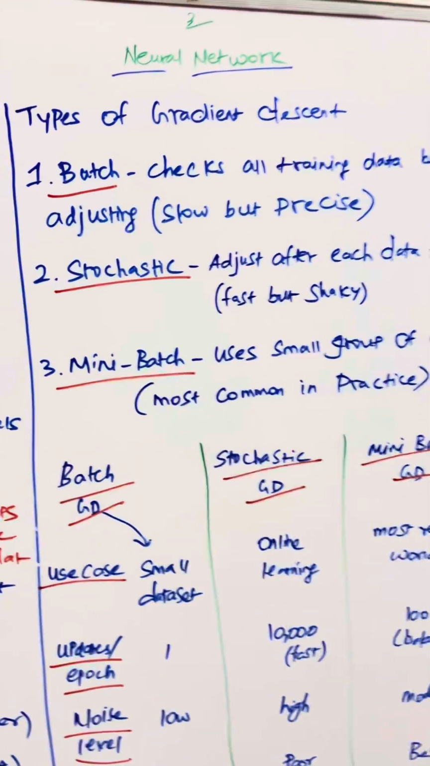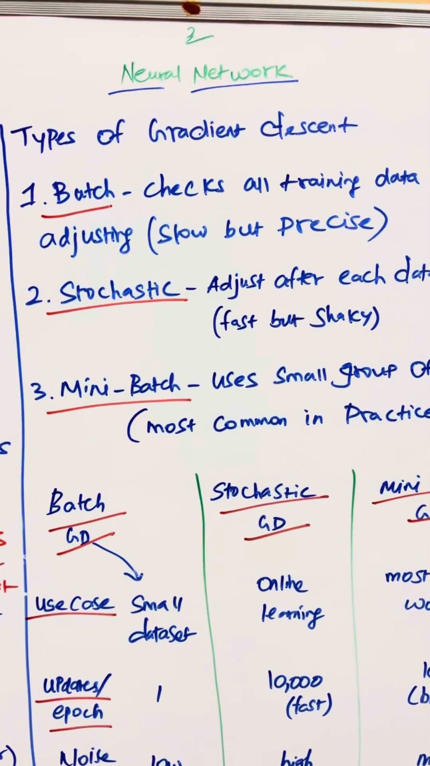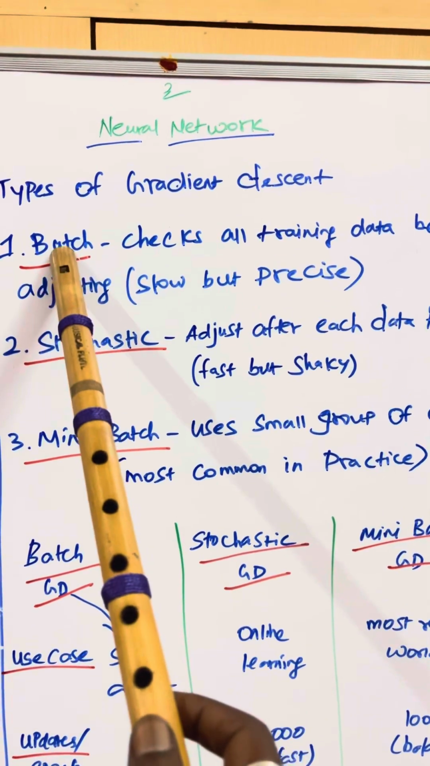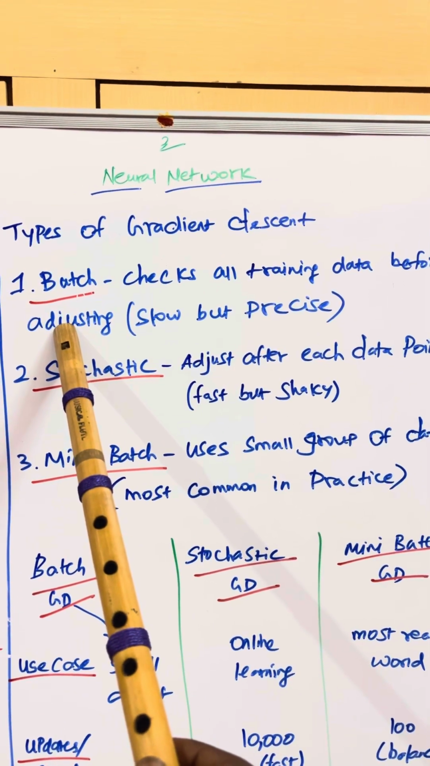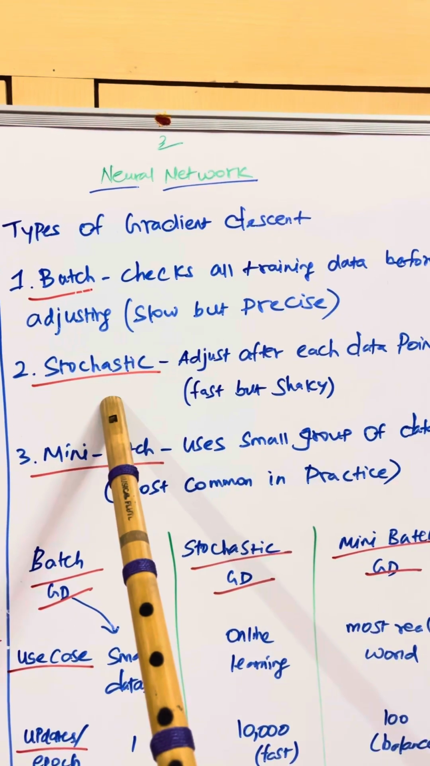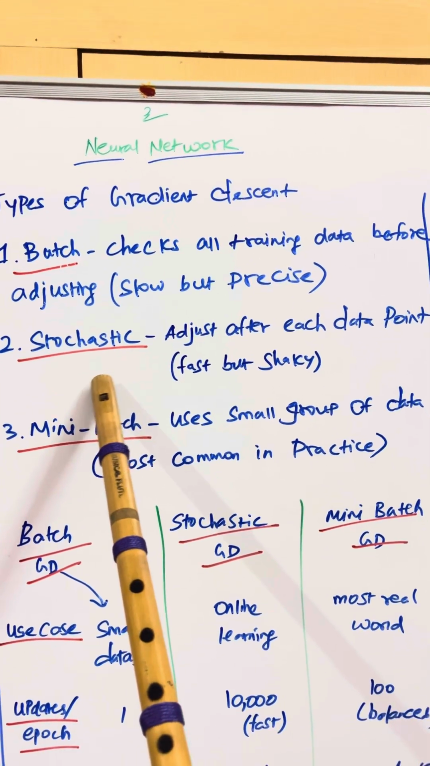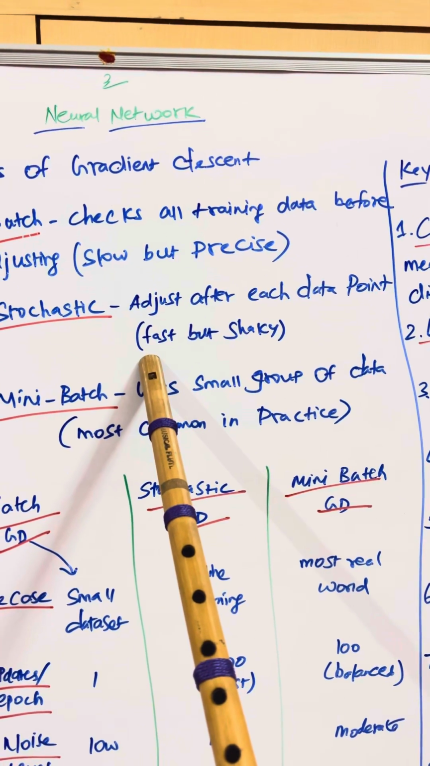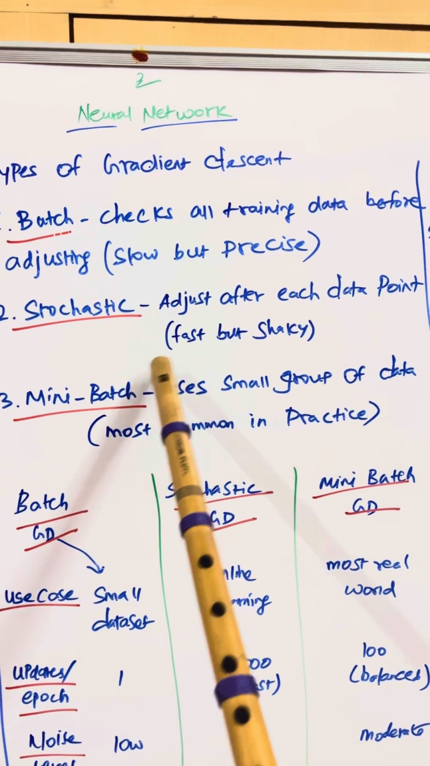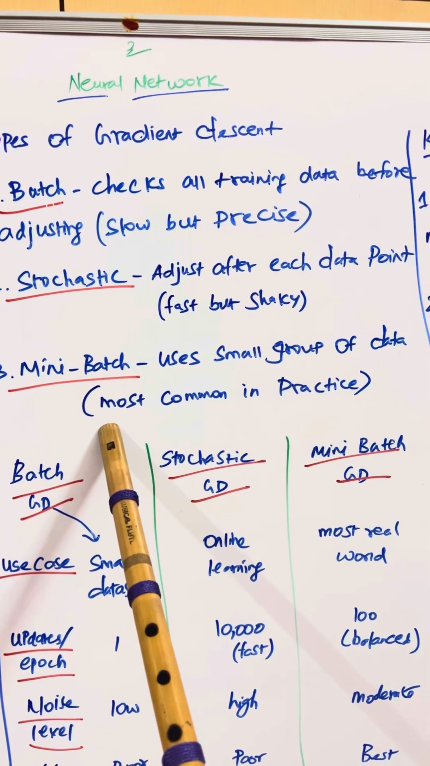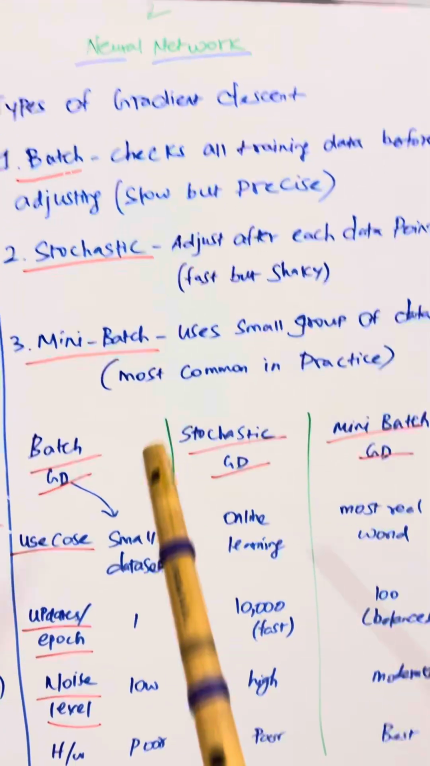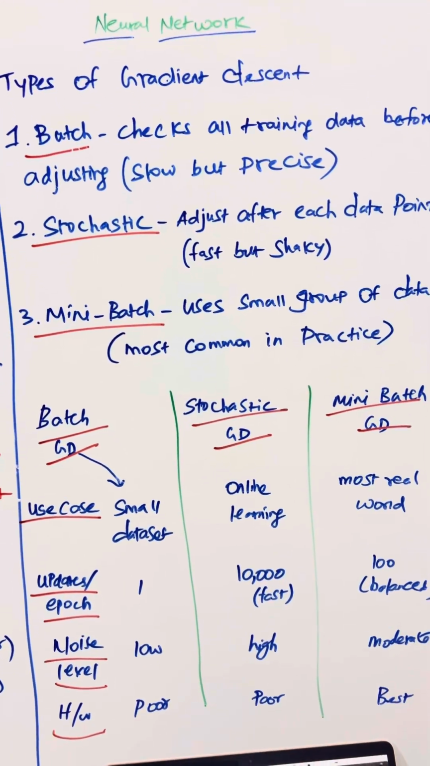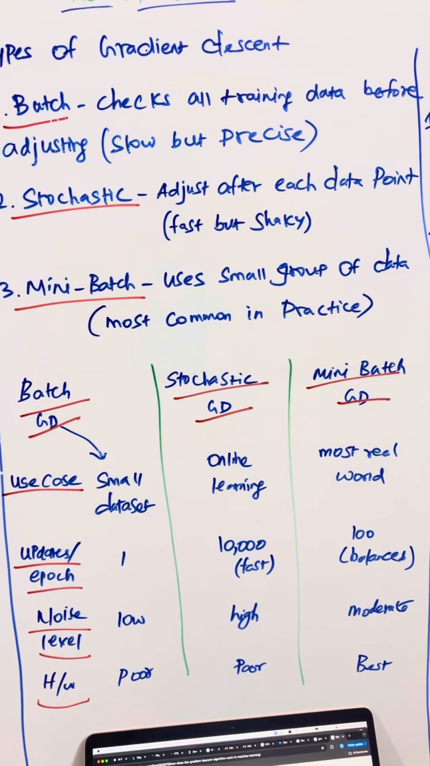We can see here the types of gradient descent. The batch gradient descent checks all training data before adjusting. It's slow but precise. Stochastic gradient descent adjusts after each data point, fast but shaky. Mini batch gradient descent uses a small group of data, most common in practice. So we see the difference between batch, stochastic, and mini batch.